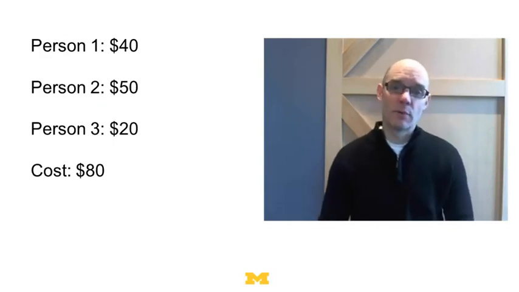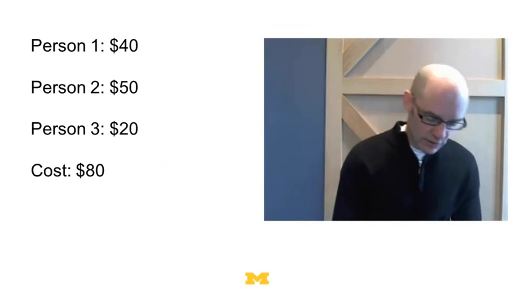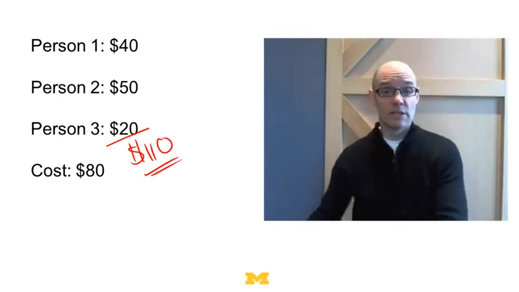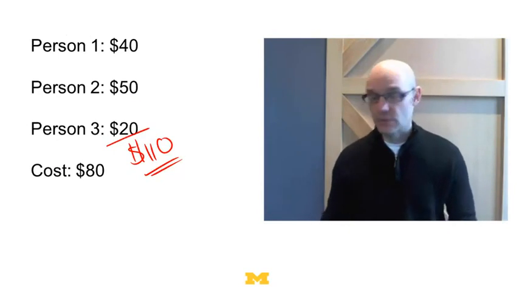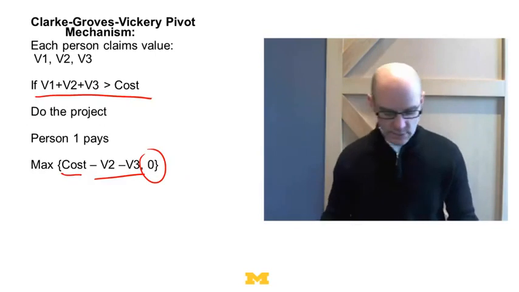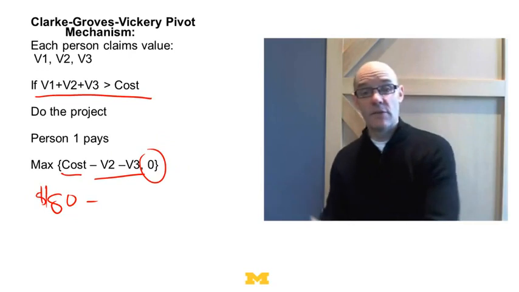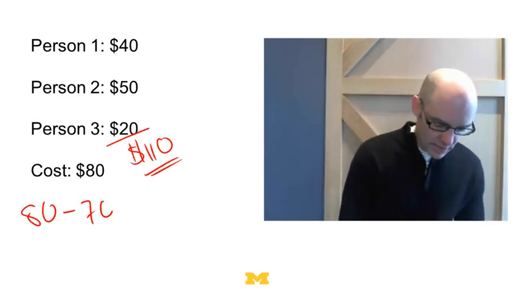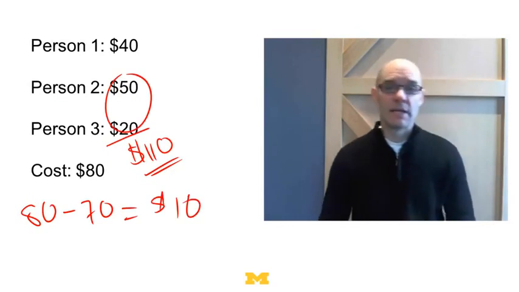So let's again go to our example where there are 3 people. Person 1 values it at 40, person 2 at 50, and person 3 at 20, and the cost is $80. So again, if we add these things up, we get $110. So clearly you'd want to buy the coffee machine, because they valued it at 110 and it only cost 80. But how do we decide how much each person should pay? Again, the rule is each person is just going to pay the cost, which is $80, minus the values of the other 2 people. So if we look at person 1, the cost is $80. The other 2 people added together, 50 plus 20, is 70. So that means person 1 is just going to pay $10.